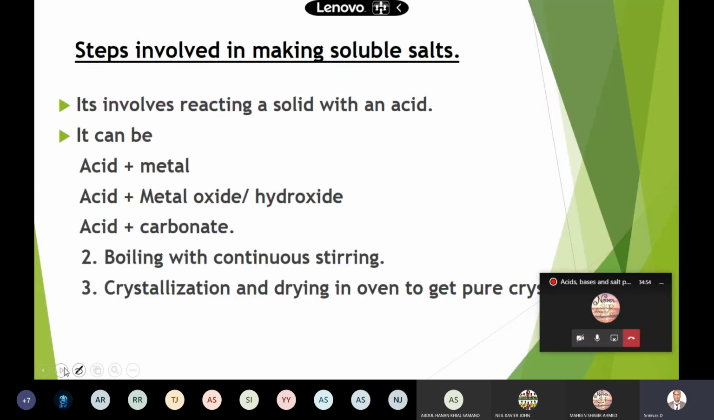Steps involved in making soluble salts. This is the last slide I'm doing. Then we'll go with the quizzes.